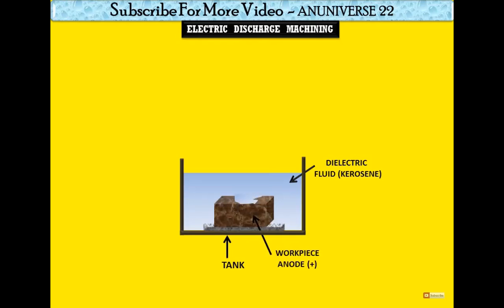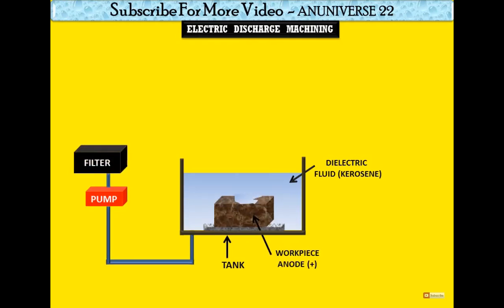This pipeline goes towards the pump, and this is the filter that is generally used to remove the debris remaining in the fluid and supply the filtered fluid directly to the tank and to the electrode. And this is the flushing nozzle.